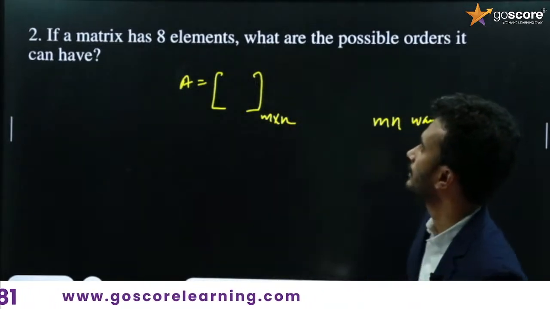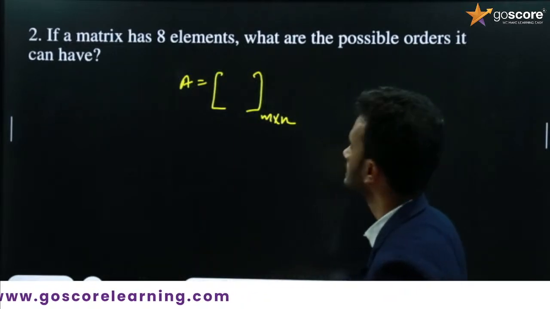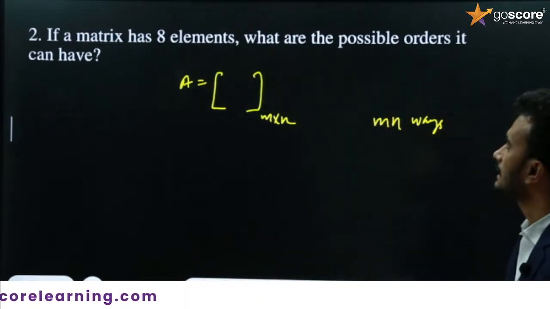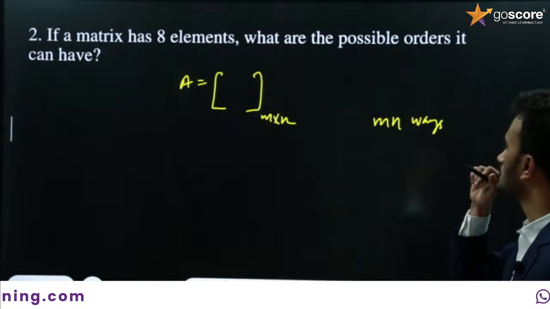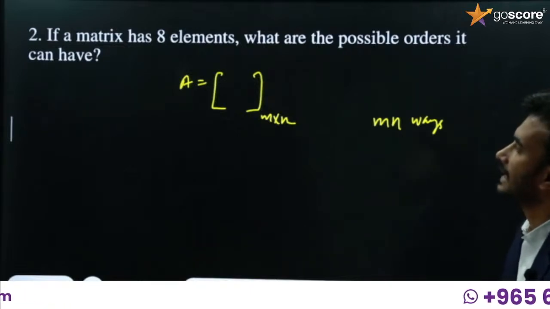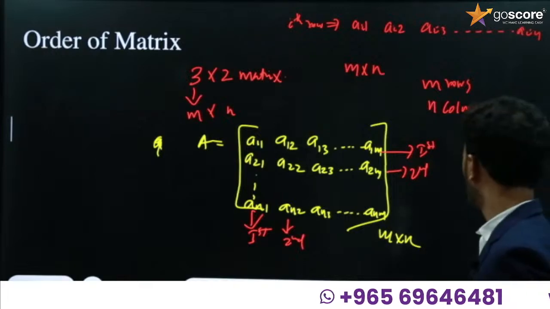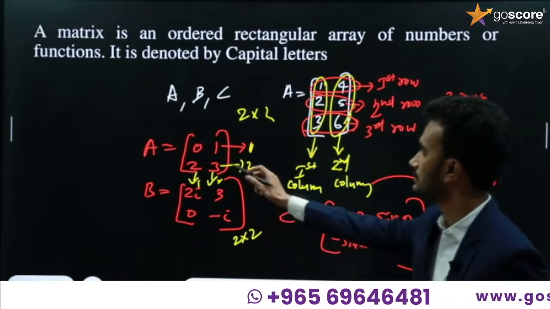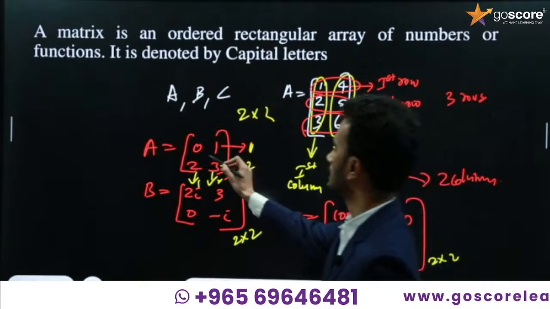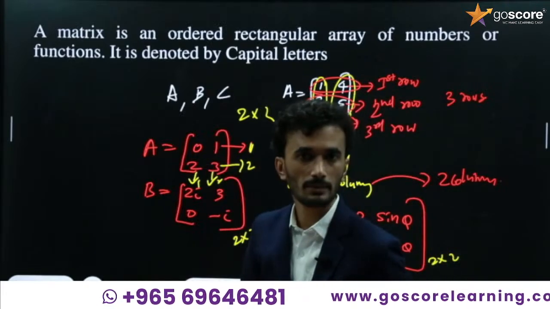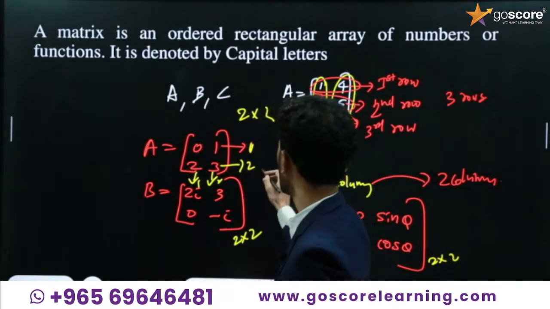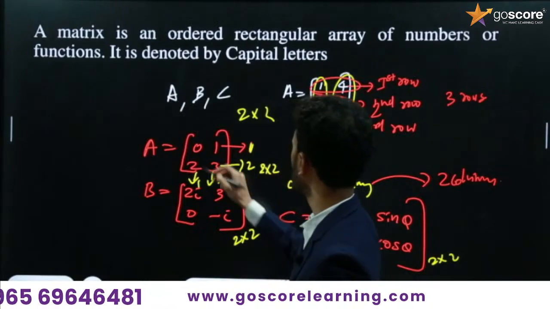So in this question, if a matrix has 8 elements, what are the possible orders it can have? We can take some examples. In this first example, how many elements are there? 4 elements. So it is a 2 by 2 matrix.